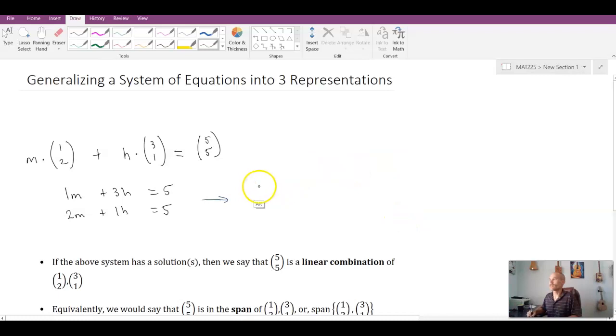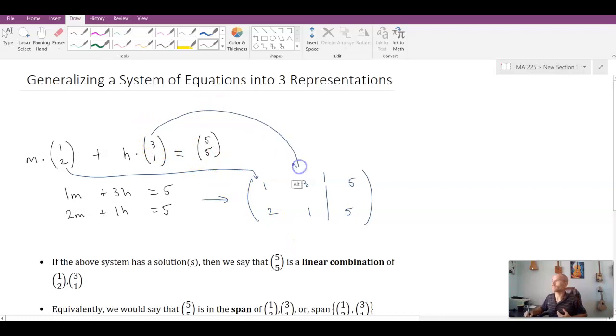So this representation would be 1, 3, 5, and 2, 1, 5, like so. And of course you could put the dotted line down the center to indicate where that equal sign is. That's not ultimately necessary. But notice that what we've done here really is that this vector has taken the place of the first column, and the second vector has taken the place of the second column, and then the vector that we're trying to get to by taking a linear combination of these two vectors.